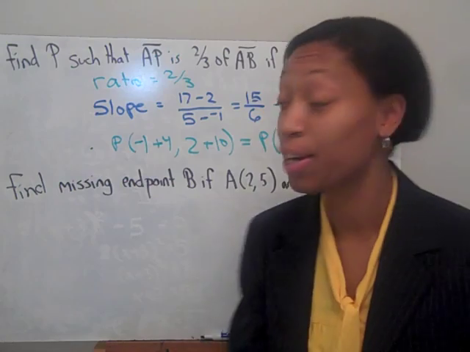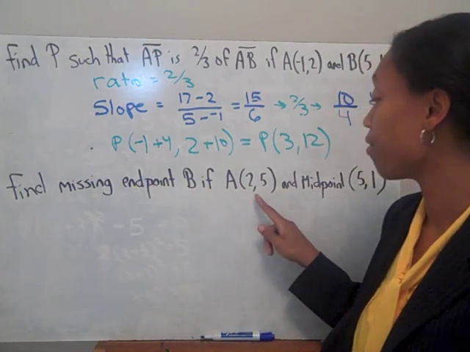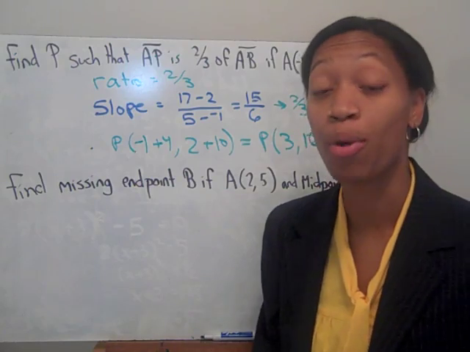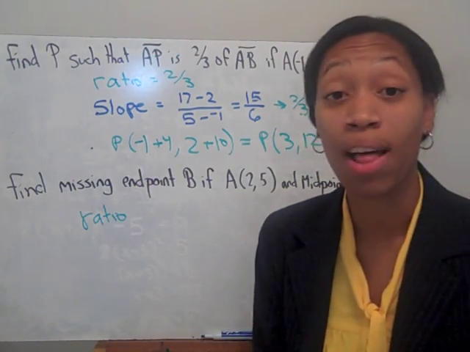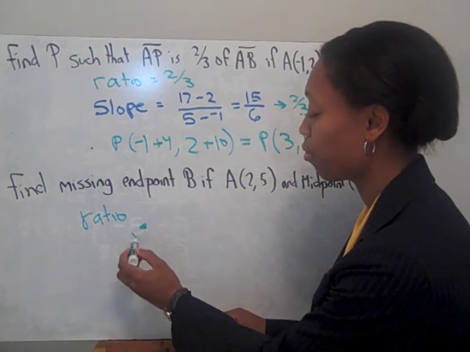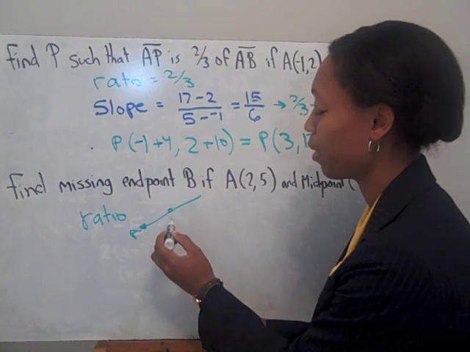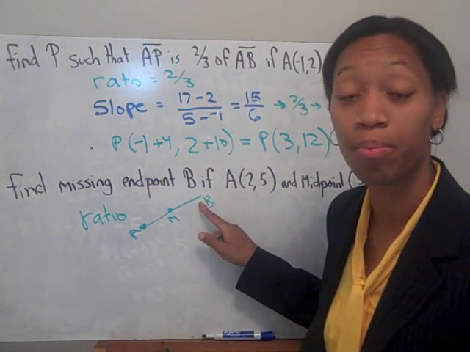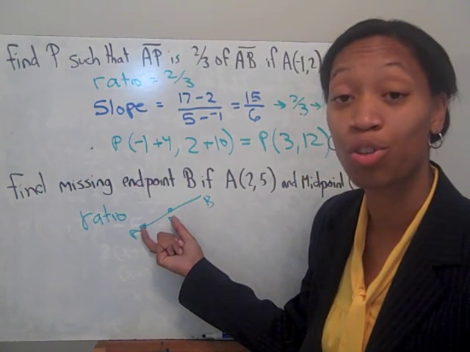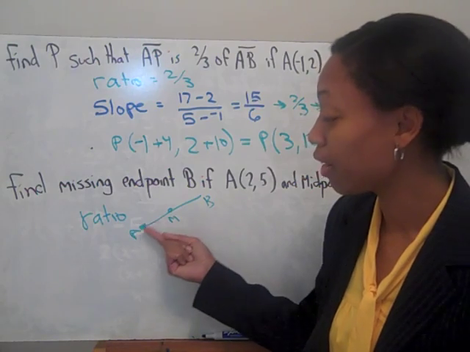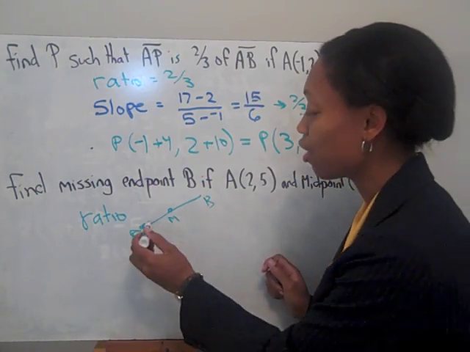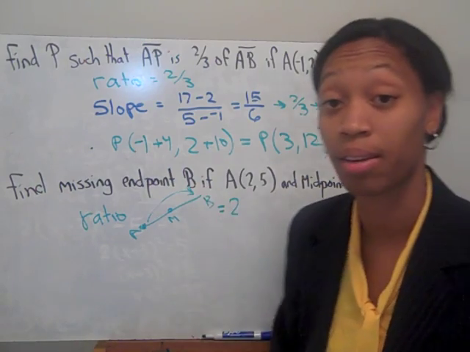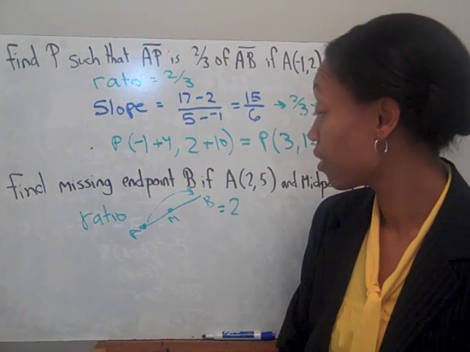Alright, and last one. Let's see if we can find the endpoint B if A is 2, 5 and we have the midpoint given to us. So first of all, what would the ratio be? Well, I already have one endpoint and the midpoint, and I'm trying to find the distance way over here to B. Well, it looks like I'm going to need to go twice as far from A to M. I'm going to need to double that to get all the way to B. So my ratio here is going to be 2, or 200% more. Okay, so the ratio is 2.